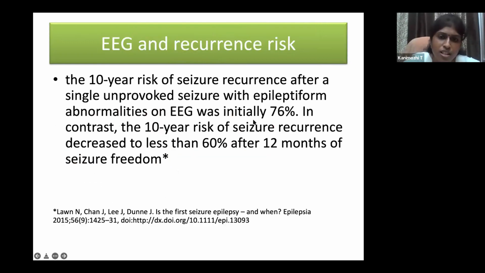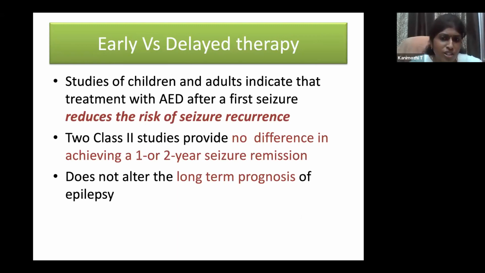So EEG can predict the recurrence risk. The 10-year risk of seizure recurrence after a single unprovoked seizure with epileptiform abnormalities on EEG is around 76%. But after 12 months of seizure freedom, it decreases to 60%. It means the longer they stay seizure free, the less the chance of recurrence. So we can predict the initial risk, but after a few years the risk of recurrence is again questionable. So why not allow the child to experience a second seizure? After a second seizure, we are anyway going to start the therapy, right?